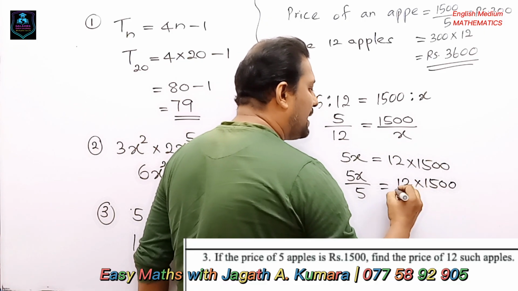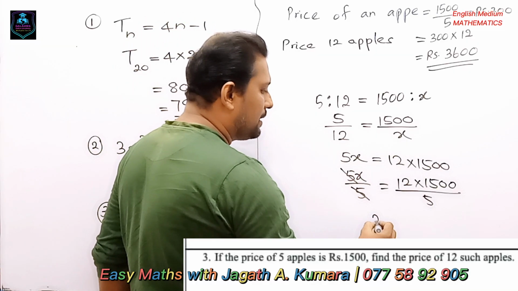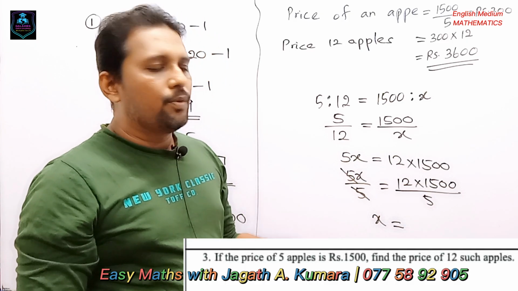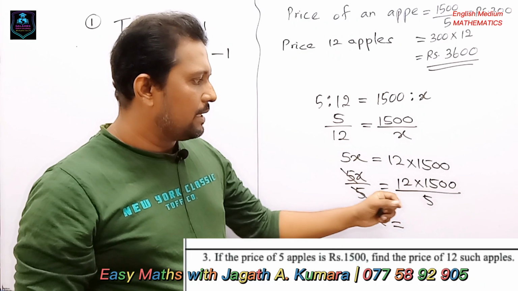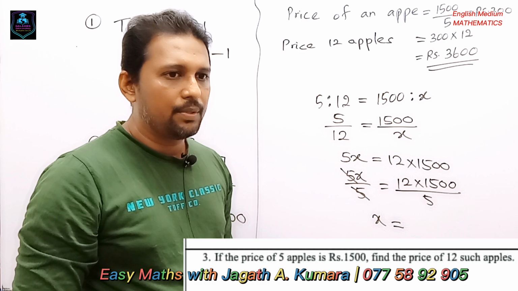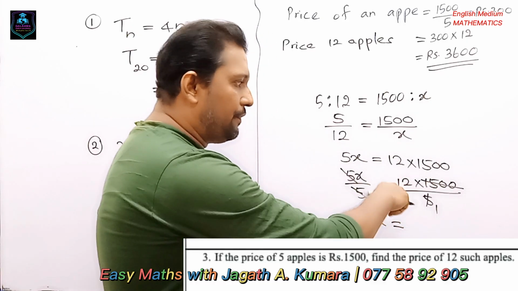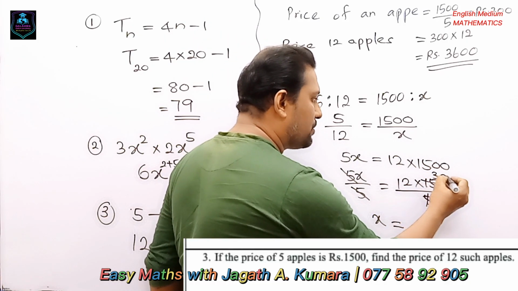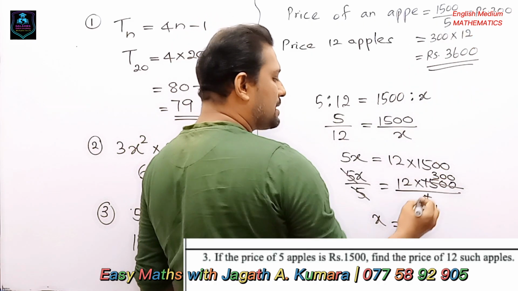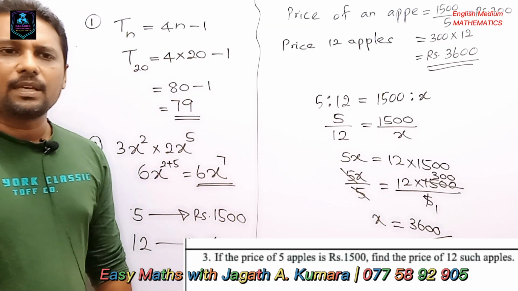No need to multiply this one now. Finally you can simplify it. 5 and 5 cancel. x equals, you check what values you can simplify in the numerator and denominator. You can divide 5 and 1500 by 5. 5 divided by 5 is 1, 15 divided by 5 is 3, and these two zeros you can put. Then 12 multiply 300. What is the value? 3600. You get the same answer using both methods.